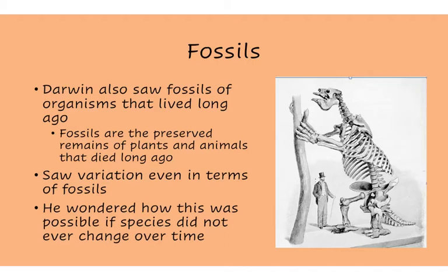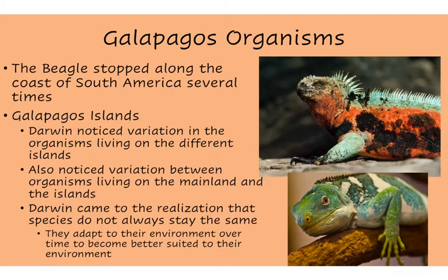And he wondered how this was possible if species did not ever change over time. So remember, there was this idea that species don't change over time. So Darwin wondered how this was even possible. How could he find remains of a really big sloth, and today we have sloths that are much smaller, if species did not ever change over time? So even in terms of the fossils that Darwin was seeing, he was seeing variation, meaning they did not all look the same. So he came to this conclusion after visiting the Galapagos Islands.